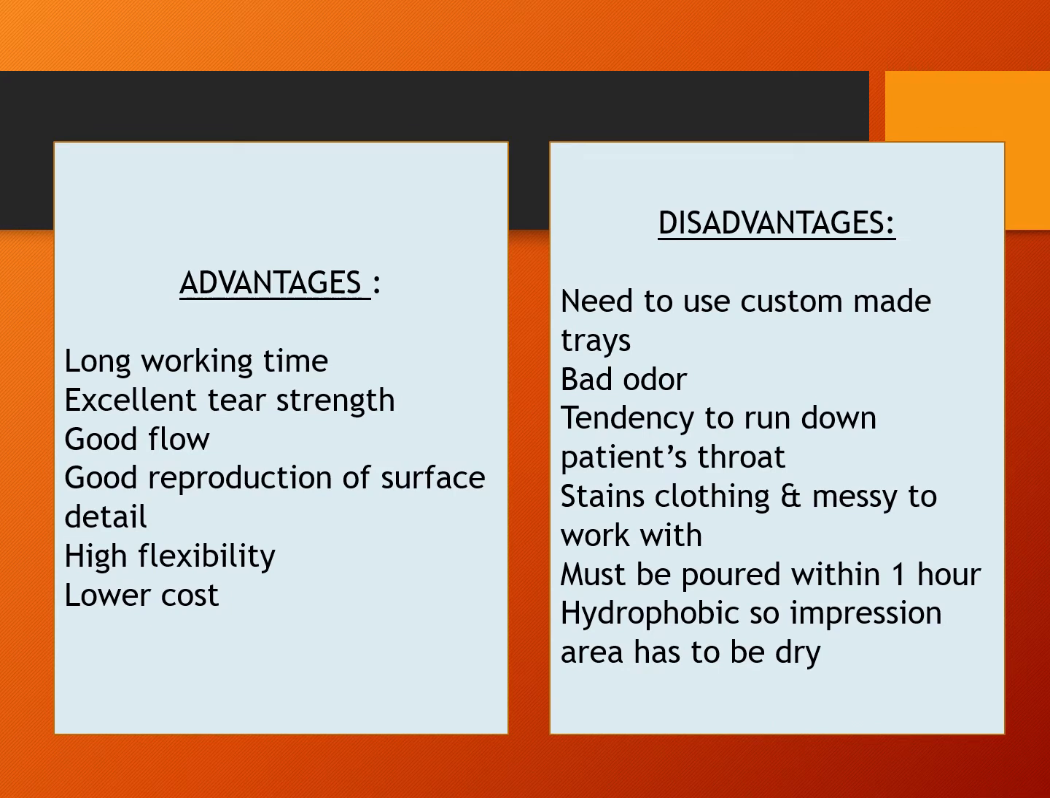Coming to the advantages and disadvantages, so it has got long working time, excellent tear strength, that's highest tear strength of rubber material, so they can be used in deep subgingival areas where the removal is difficult, and it has got good flow and good reproduction of surface details, high flexibility and lower cost compared to other elastomers, and these materials are highly compatible with model plaster and high strength stones.